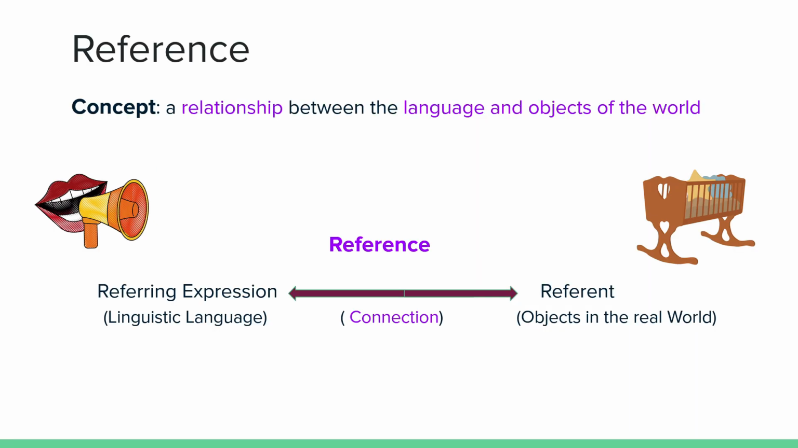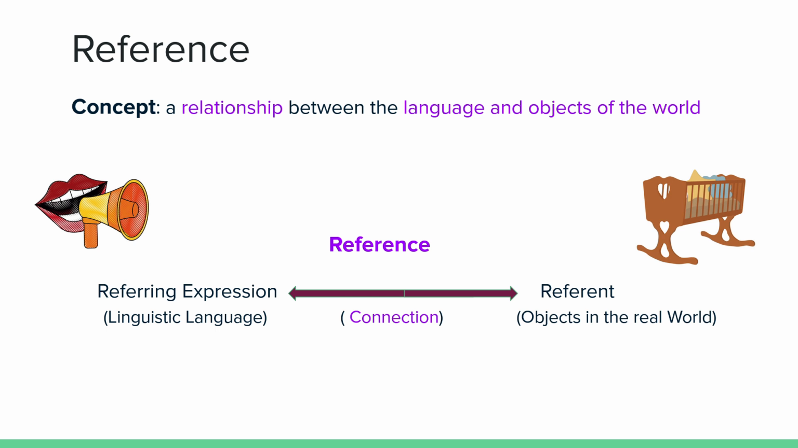First of all, let's look at the term reference. The concept of reference in phrasal and sentential semantics is a relationship between the language and the objects of the world.